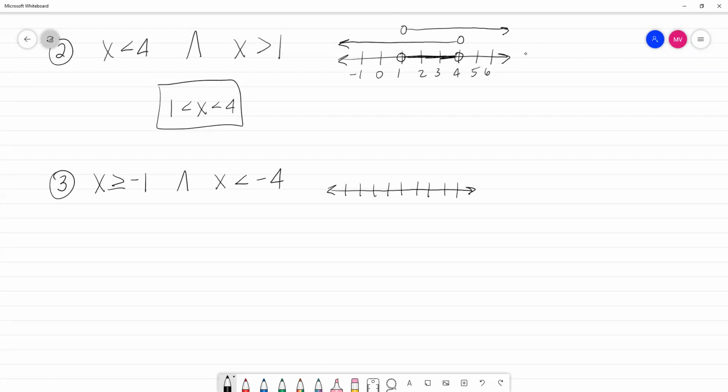Let me do 1, 0, -1, -2, -3, -4, -5, -6, -7. We'll go something like that. All right, just start with 1. So let's write x is greater than or equal to -1. So we start at -1 with an opener. You said closed circle? Yes, so closed circle at -1.